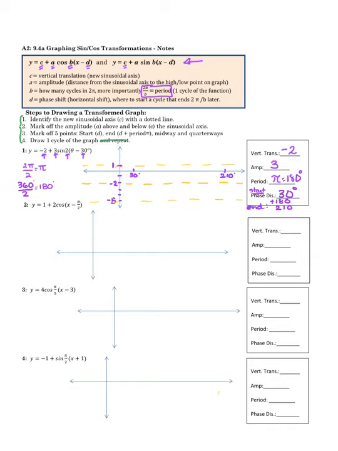So I know where I'm starting, I know where I'm ending. Now I'm going to start taking averages. 30 plus 210 is 240.